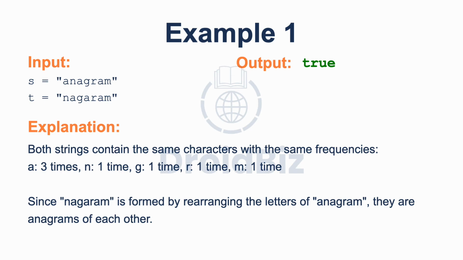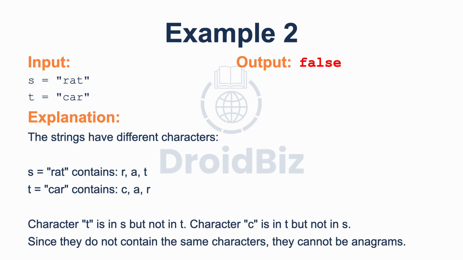Since nagram is formed by rearranging the letters of anagram, they are anagrams of each other. That's why we return true. This example shows us the basic case where two strings are valid anagrams. Now, let's look at example 2, which shows us when strings are not anagrams.